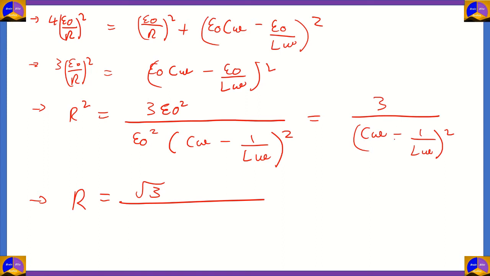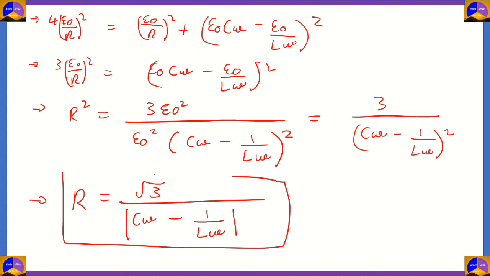under root of (C omega minus 1 by L omega) the whole square, which will be equal to C omega minus 1 by L omega. So therefore this is the value of the resistance of the resistor present in the LCR circuit.